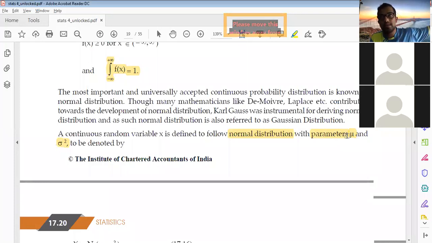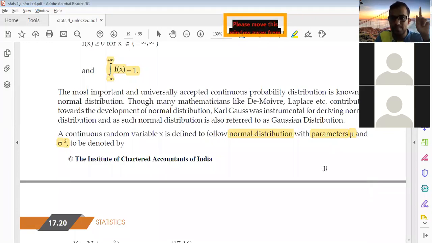So for binomial, it was n and p. For Poisson, it was lambda equals m. And for normal, it is mu, which means mean, and sigma square, which means variance. These are the parameters.